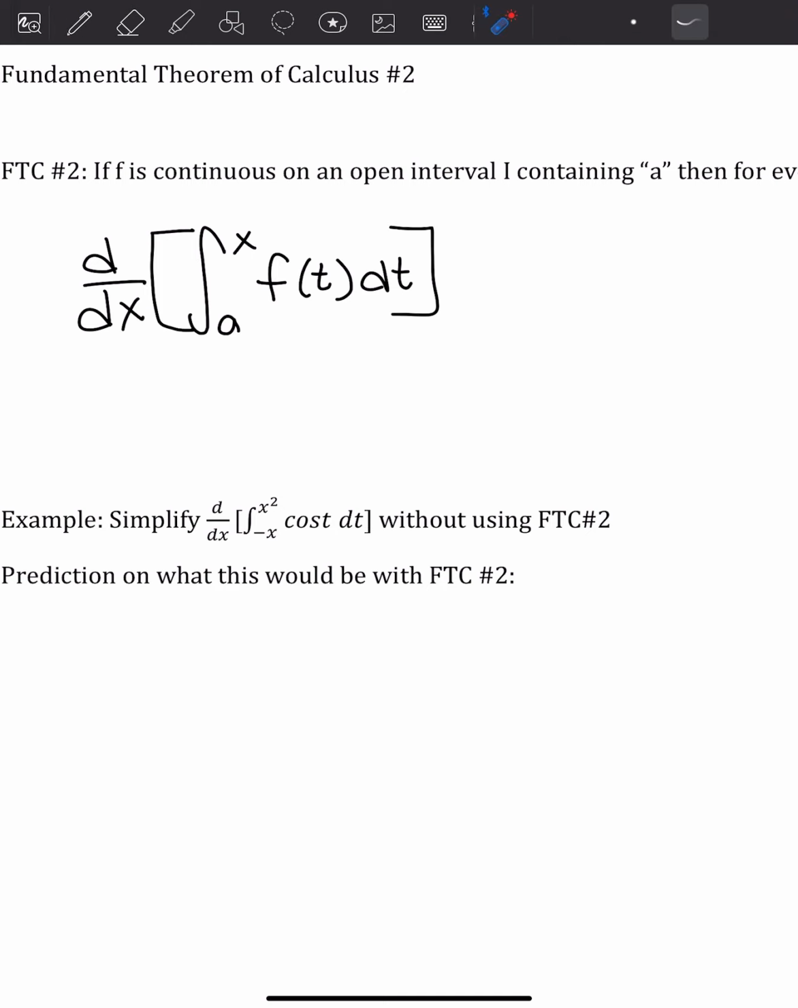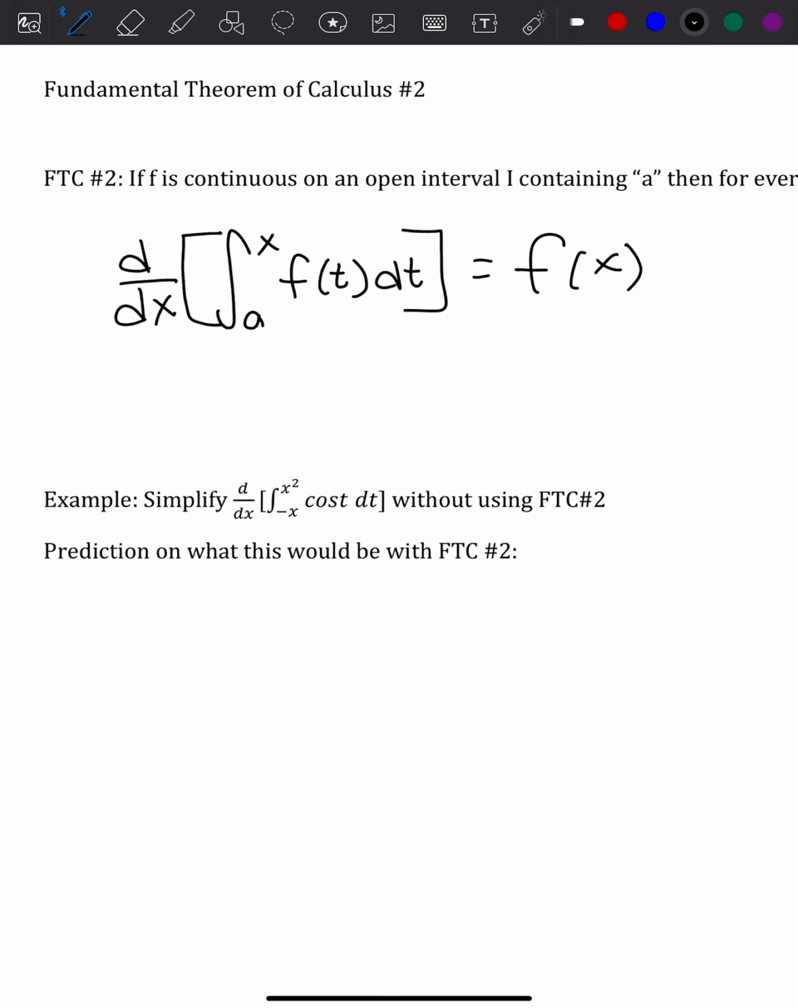The big reason we do that is because we don't want these variables to be the same as that variable. Then this is equal to f of x. So if we have a continuous function on some interval, then the derivative of that integral, they're going to cancel each other out.